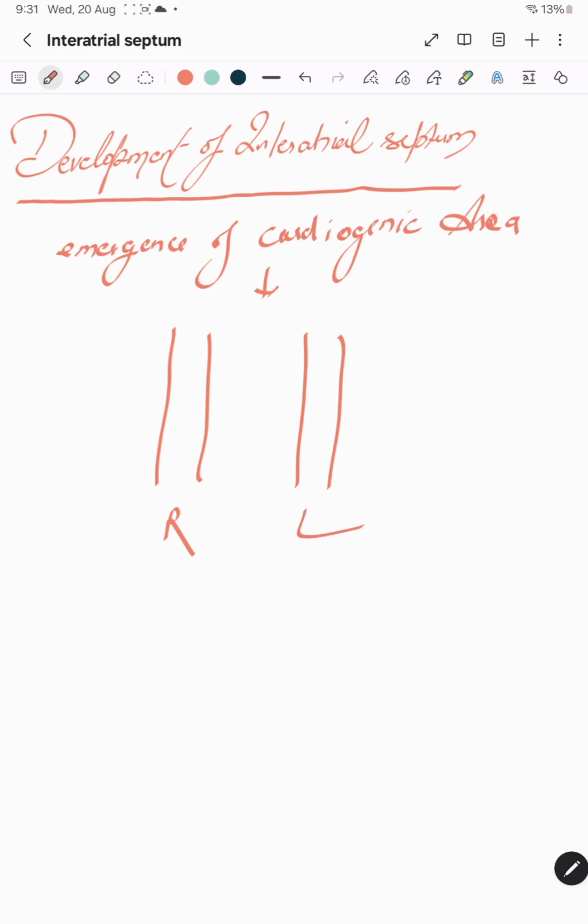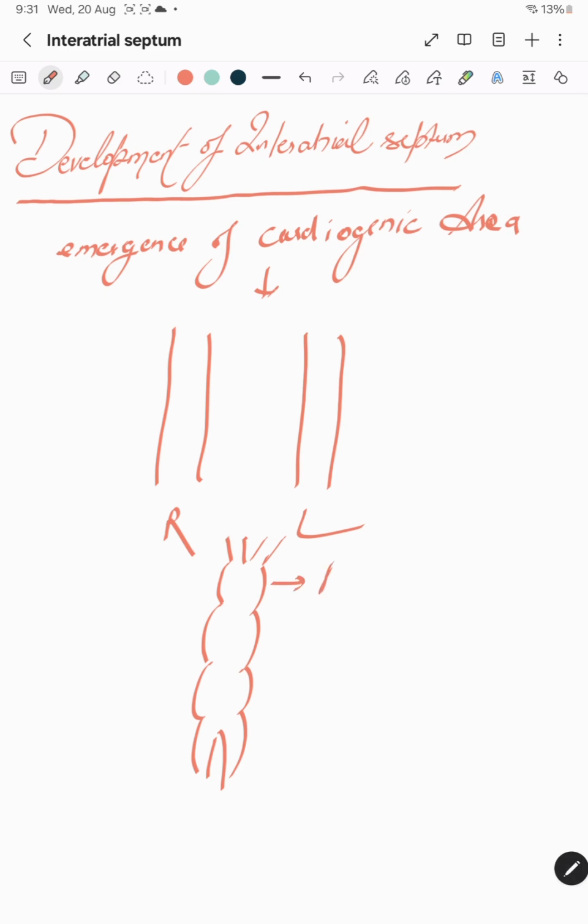It is right and left. So, two tubes are formed. They will merge into each other and form one single tube. So, one single tube has four areas.